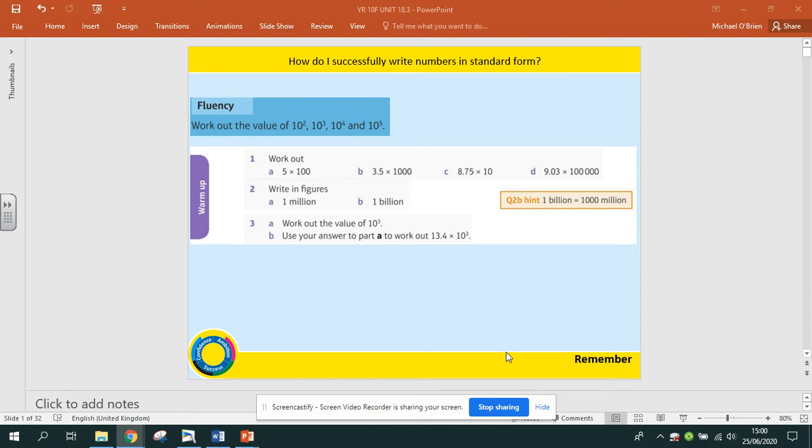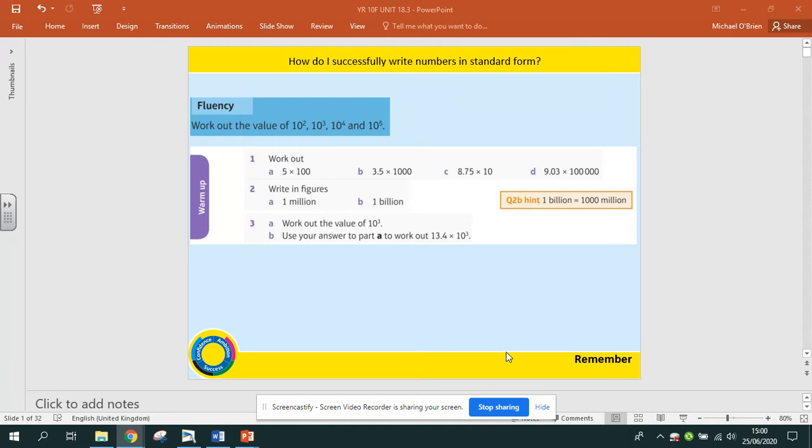Hello, our lesson today is on the LO of how do I successfully write numbers in standard form. Standard form is a tool that mathematicians and scientists use to be able to handle very big or very small numbers.